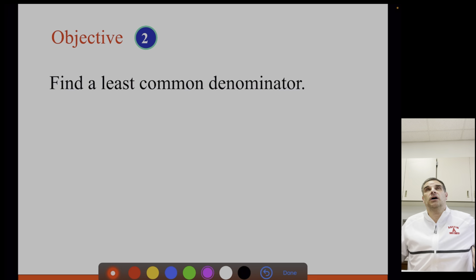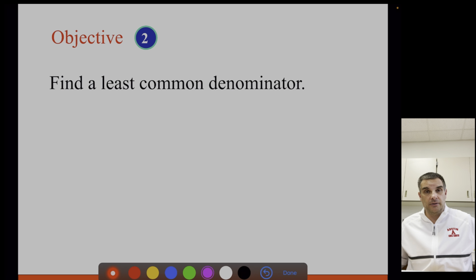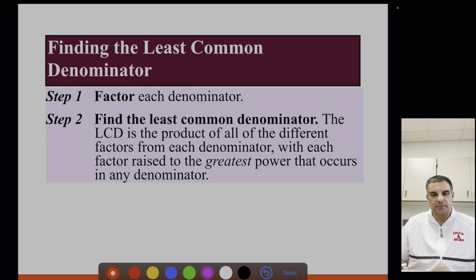So when you are adding and subtracting them, you have to have what we call a common denominator. Like I said, well, what happens if you don't have a common denominator? You have to be able to find the least common denominator, and that's the second part of this lesson. How do we go about finding that least common denominator?